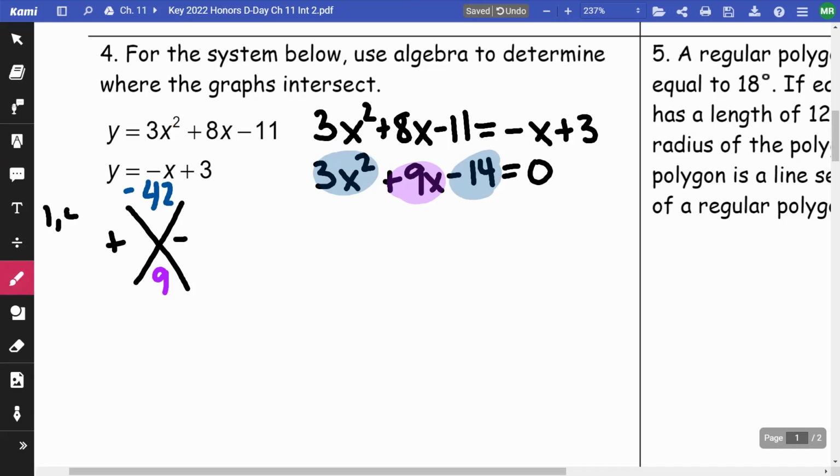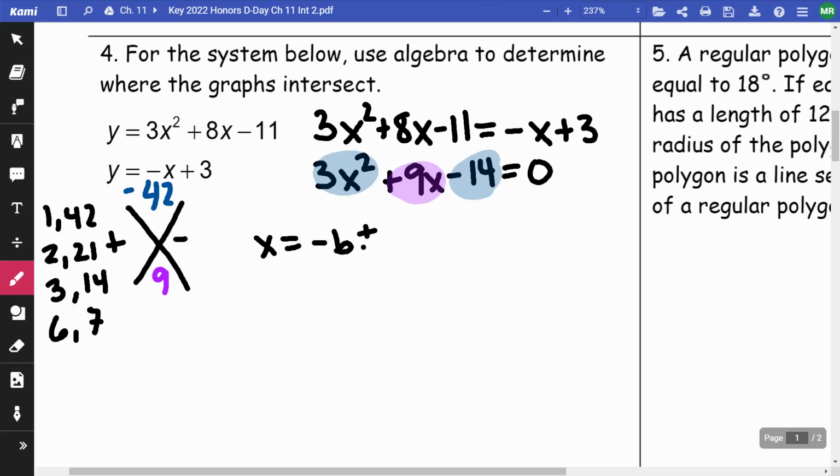So 1 and 42, that's not going to subtract to a 9. 2 and 21, that's not going to subtract to a 9. 3 and 14, that subtracts to 11, not a 9. 4 doesn't go into 42 evenly, 5 doesn't, 6 does, 7 times. And then the next number would be 7 times 6. So I've listed all of them. None of these are going to subtract and give me a 9. So I'm going to use the quadratic formula.